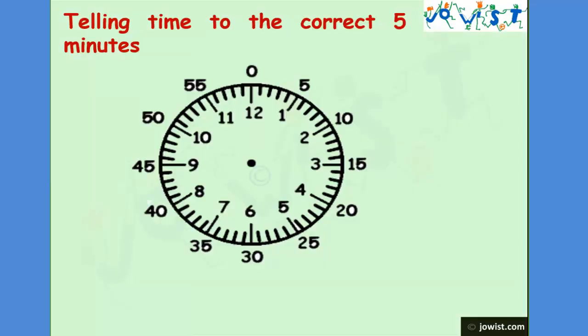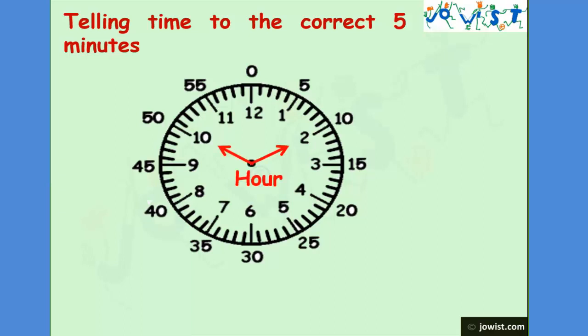Telling time to the correct 5 minutes. There are 5 small divisions between two consecutive numbers. That is, there are 5 divisions between 1 and 2. There are 5 divisions between 2 and 3. There are 5 divisions between 3 and 4, and so on. The total number of divisions is 60. It tells the time in minutes. One round of the minute hand is 1 hour, because 1 hour is equal to 60 minutes.